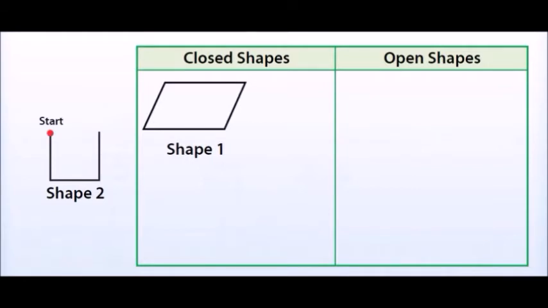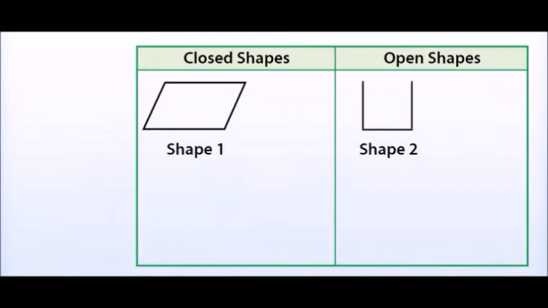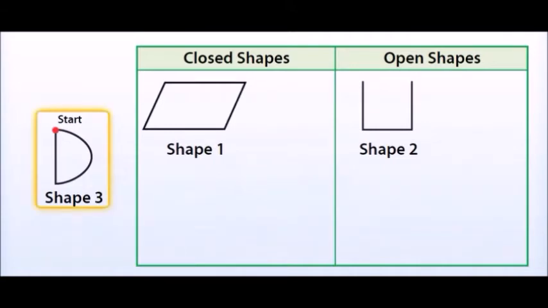Let's start at this point and trace the shape. Shape 2 does not start and end at the same point. Is it a closed shape or an open shape? If you said it's an open shape, it's correct. Shape 2 is open. Here's another shape to trace.